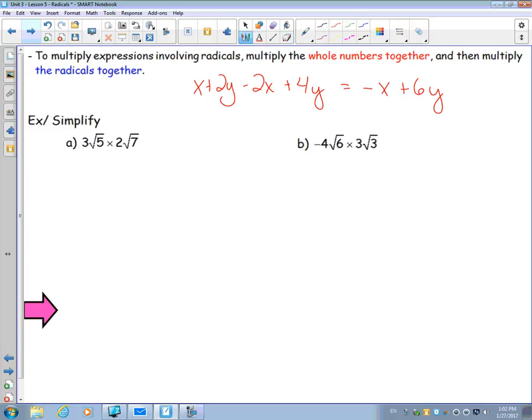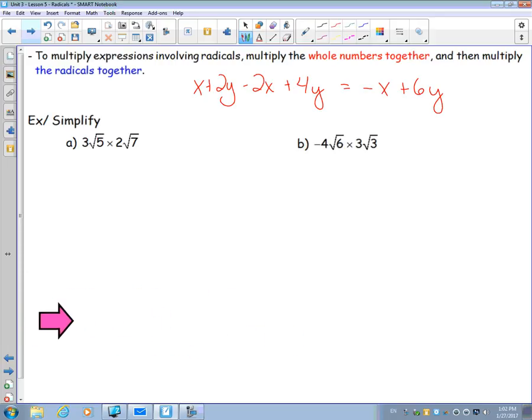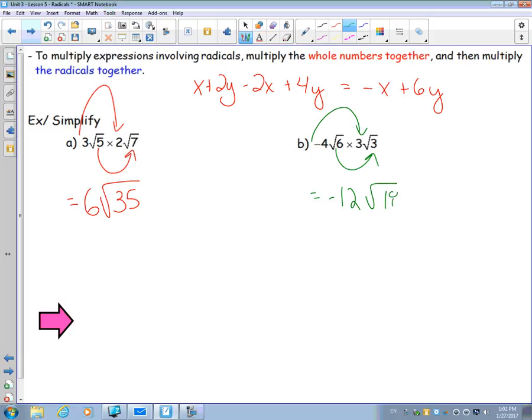So when I want to multiply things together, here's our big idea, sorry. Oh, not yet. When I want to multiply things together, I got to multiply a number with a number and a radical with a radical. How's that going to look? Well, 3 times 2 is 6. Root 5 times root 7 makes root 35. Okay. Try the next one. Root 4 times root 3, that makes negative 12. Sorry, 4 times 3 is 12. Root 6 times root 3 makes root 18.